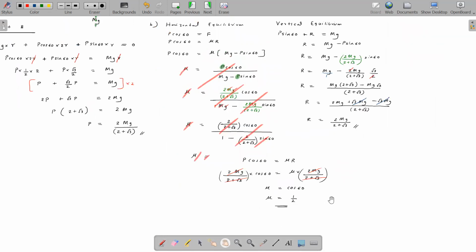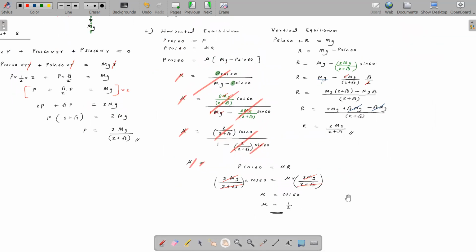So I hope you can understand how to do the question. I've tried to explain to you the full mechanism of what's going on here.